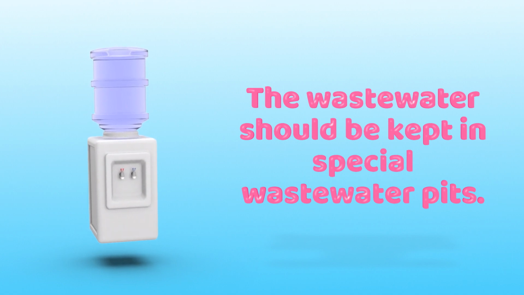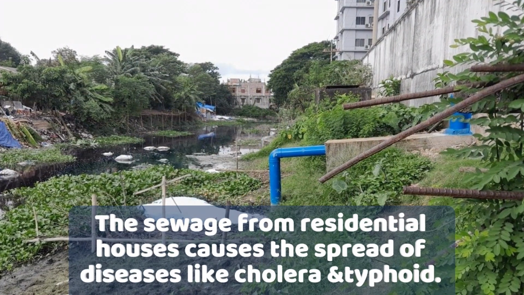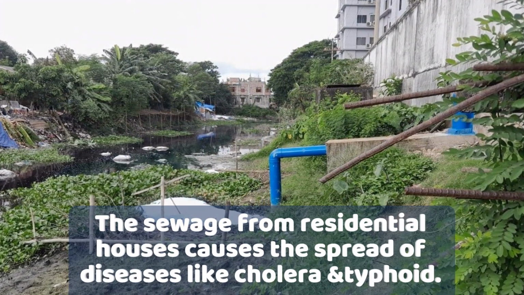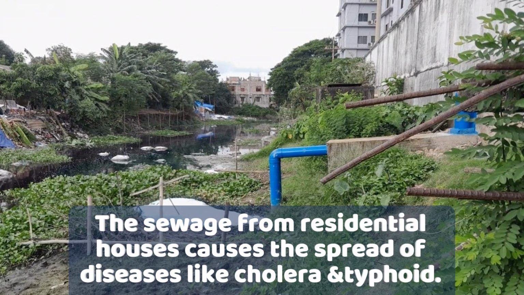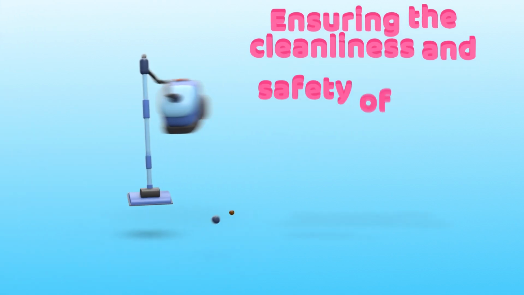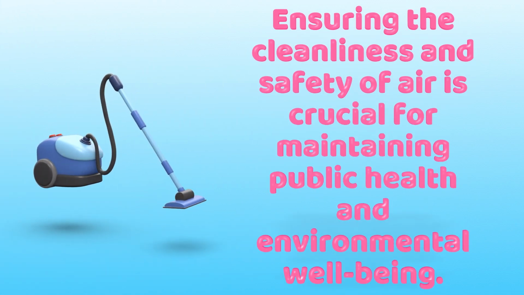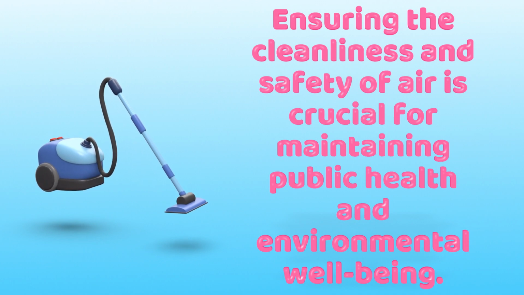Therefore, it is important to direct wastewater to an established sewage system. If there is no such system, the wastewater should be kept in special wastewater pits, and when the pits are full, they should be emptied properly. Polluting water sources affects people and other living things. The sewage from residential houses causes the spread of diseases like cholera and typhoid. Additionally, let us see about cleanliness and safety of air. This is crucial for maintaining public health and environmental well-being.